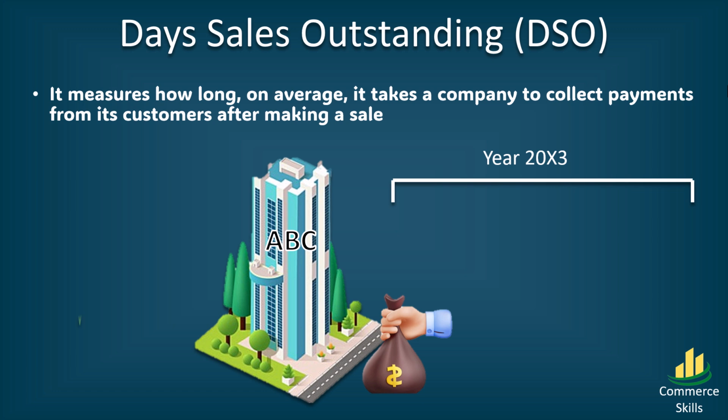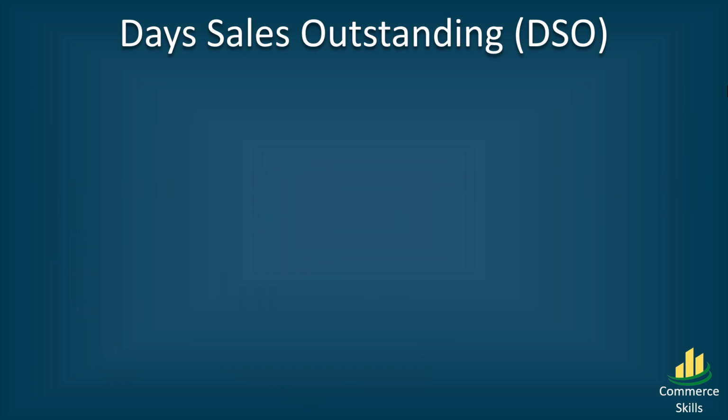If the result of this formula is higher, it means the company is taking too long to collect payments, which is not sufficient or efficient. If the days sales outstanding is lower, it means the company has good and sufficient accounts receivable collection. Customers are paying quickly. Now, let's learn its formula.